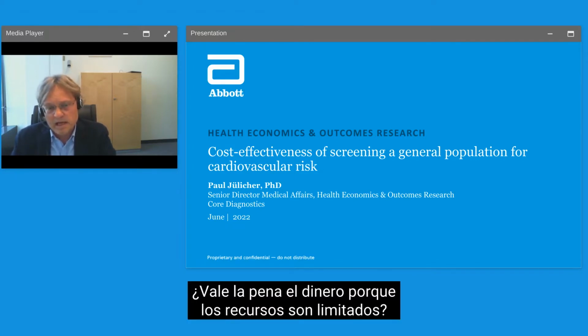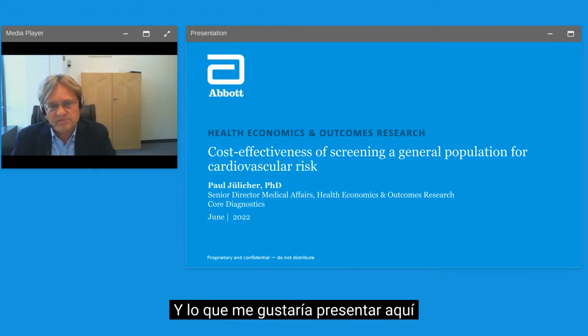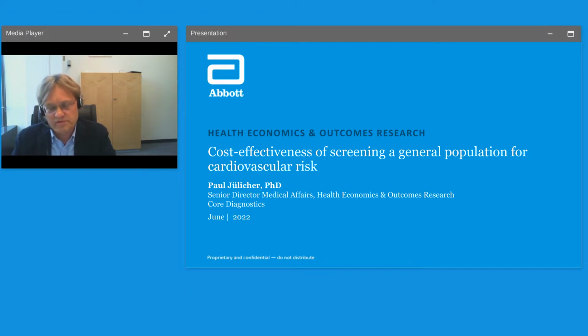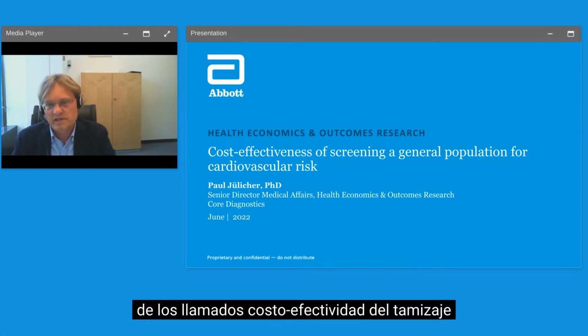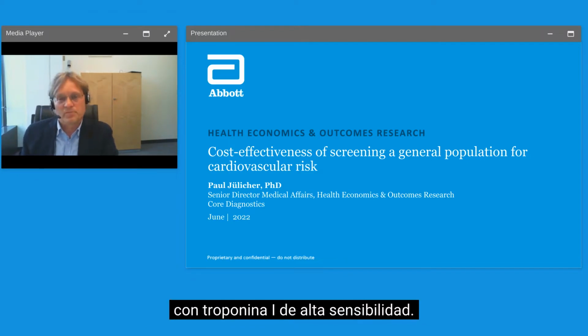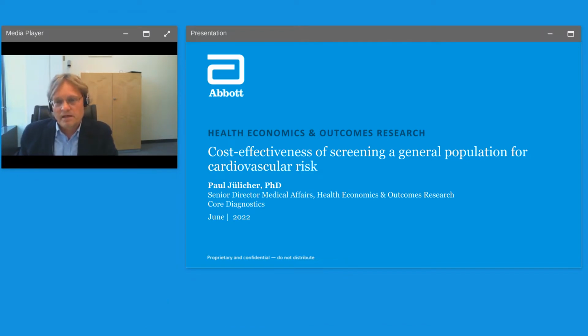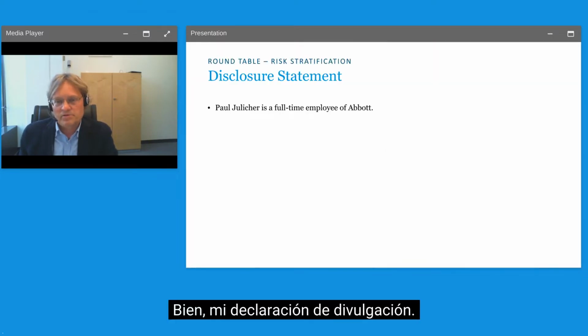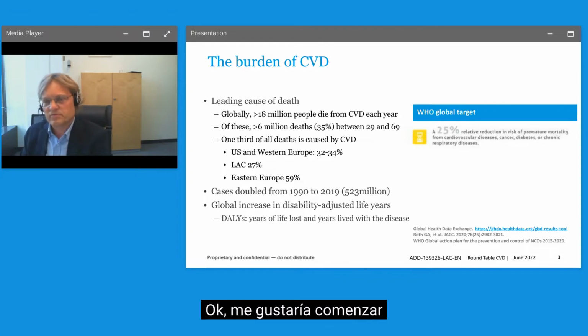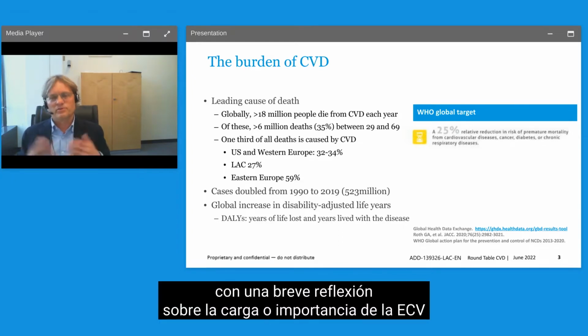And what I would like to present here is really to give some kind of early estimates of the so-called cost effectiveness of screening a general population for cardiovascular risk with high-sensitivity troponin I. Okay, I'd like to actually start with a brief reflection on the burden of CVD.